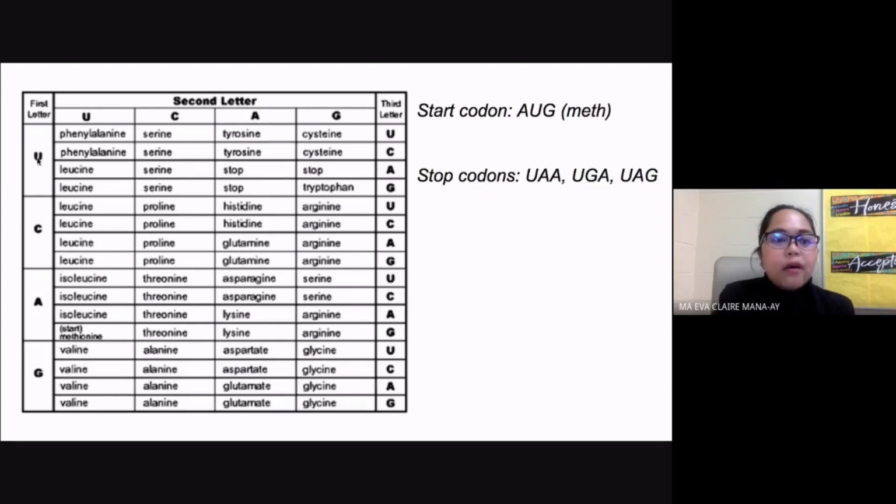You also have UGA. Okay, that's another stop codon. And you also have UAG. Okay, so those are the three stop codons that you have.